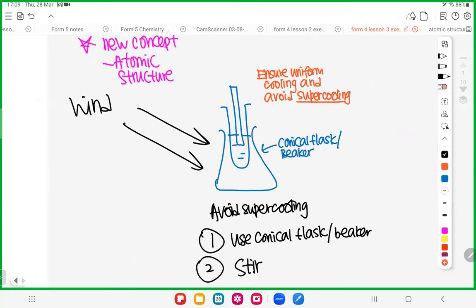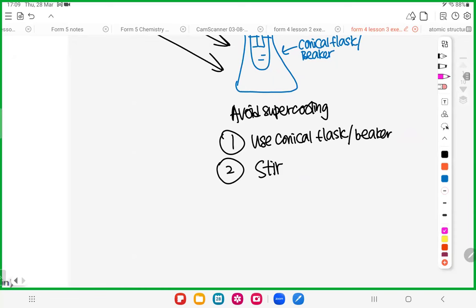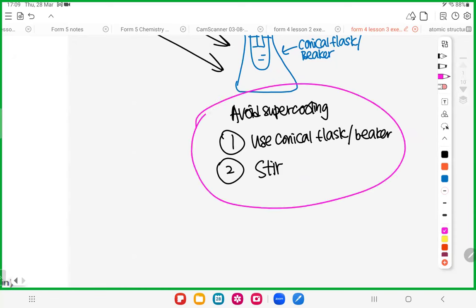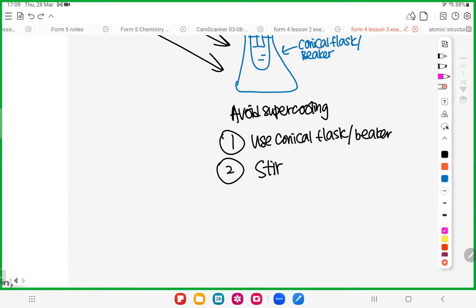So I told you in the last lesson, if they ask us to choose one best method, which one is the best? One and two, which one is better? Stir, all right? If they really want you to choose the best method only, you write stir. But if they never ask you to choose, write both.